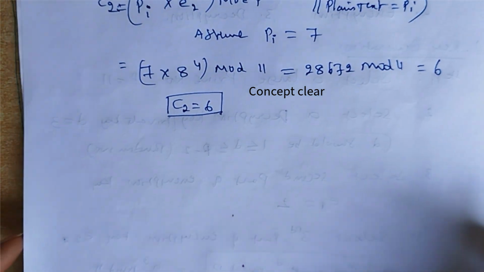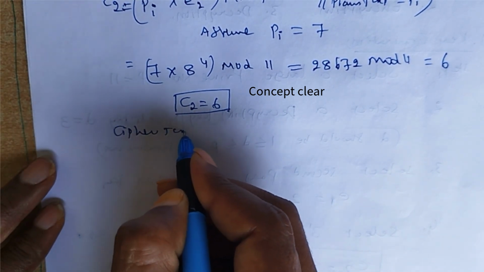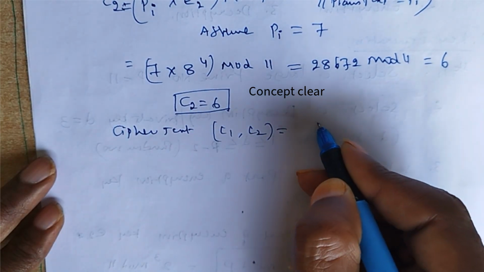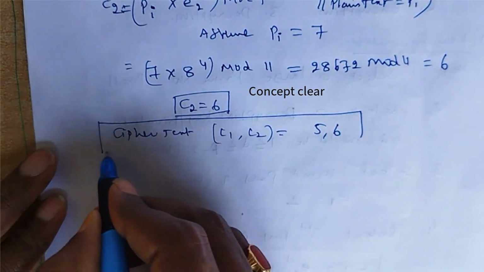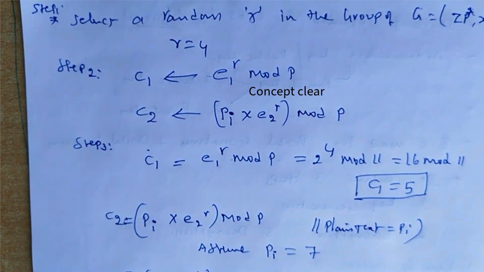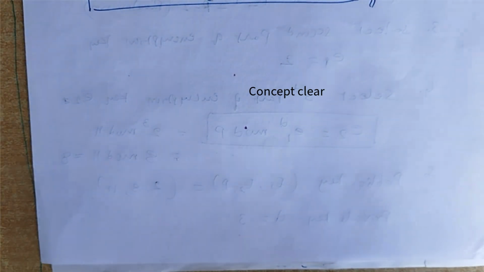So what is the final ciphertext? Ciphertext is C1 comma C2, that equals 5 comma 6. The final ciphertext is 5 comma 6. This is the encryption. Clear? What is the next step? In the next step, we have to decrypt the data.